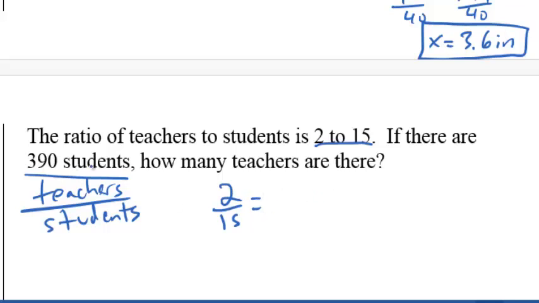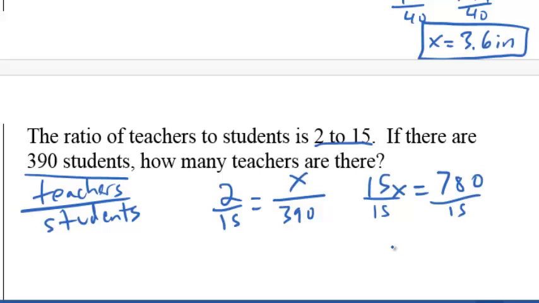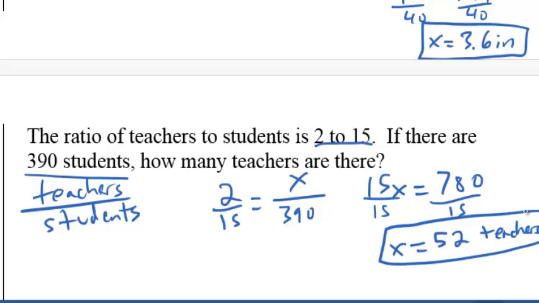And it says there are 390 students. Be careful, that does not go up top here. That's going to go on the bottom. 390 goes in the bottom because they're students. My x is where I want to find my teachers. Okay, I always multiply the x first, so 15 times x is going to be equal to 2 times 390, which is 780. And then simply divide by 15. And so x is equal to 780 divided by 15, which is 52. There are 52 teachers in this school. Okay, hopefully that makes sense.